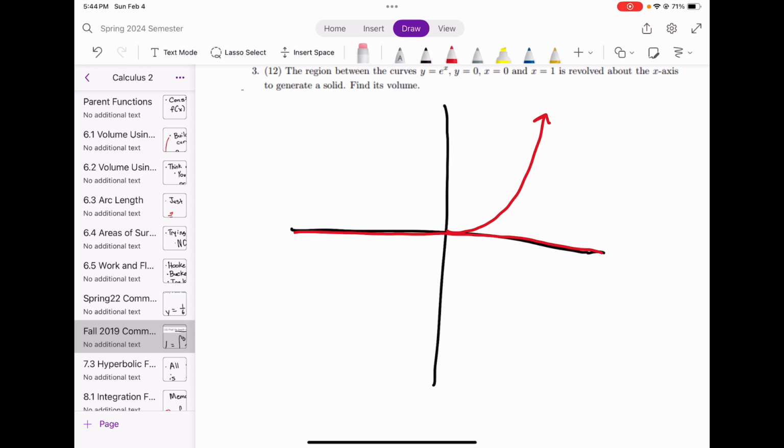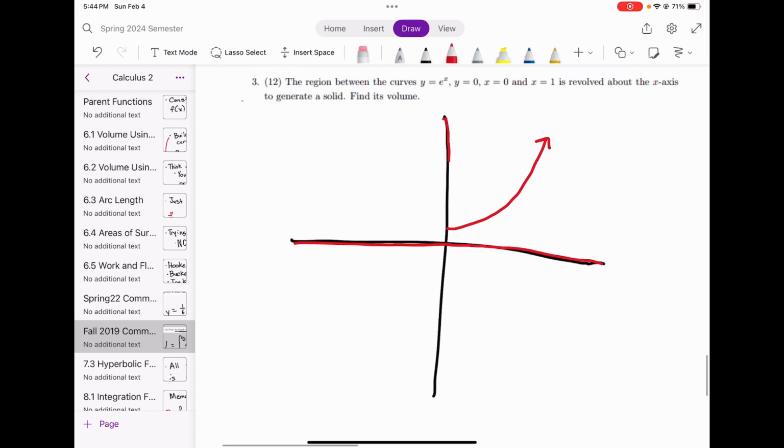Actually, let me just redraw this real quick. No, it's like that, yeah. It's not touching the x-axis, because this is at 0, 1. X is equal to 0, okay, right over here, and x is equal to 1, which I will say somewhere right here. And that's revolved around the x-axis to generate a solid. So we have this shaded region over here, which is rotated around the x-axis to form a solid.